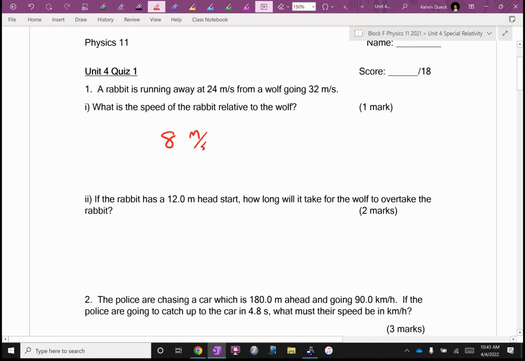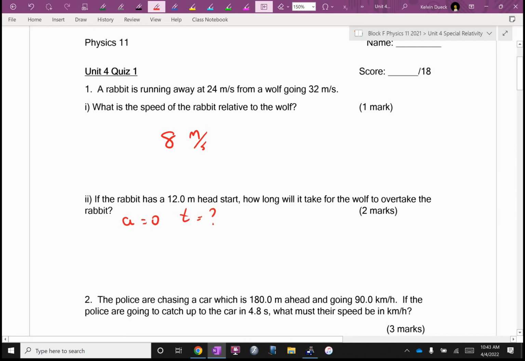But on the test, I'm not going to ask you for a velocity. I'm going to ask you for a speed, which means ignore the negative positive. If the rabbit has a 12-meter head start, how long will it take? Well, we said for all of these, A is 0. This wants me to find time.